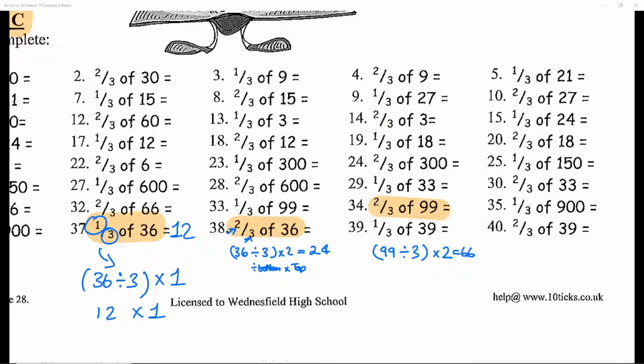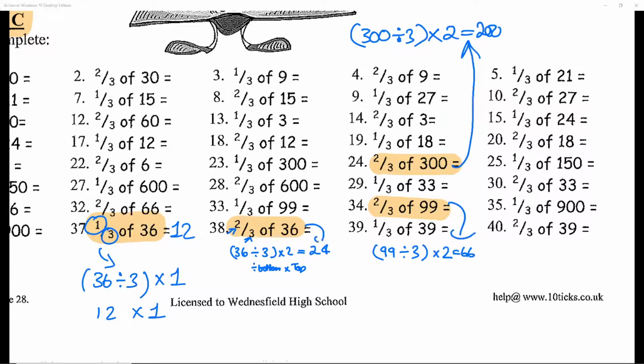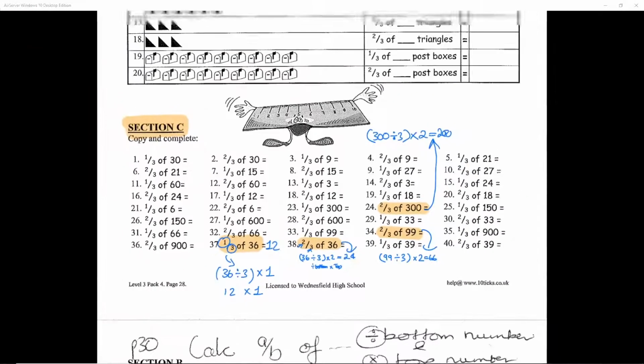Let's give this question to Farah. How would we work out 2/3 of 300? Go on. 300 divided by 3, divided by the bottom number, equals 100, but then you times it by 2, it equals 200. Fantastic. Lovely. Okay, we've got the idea of that now?